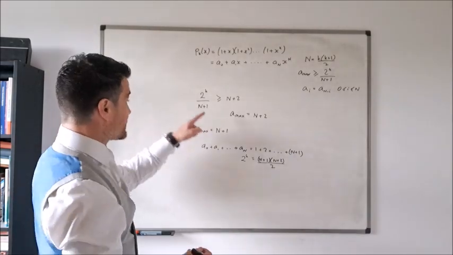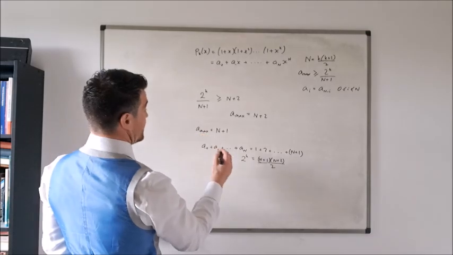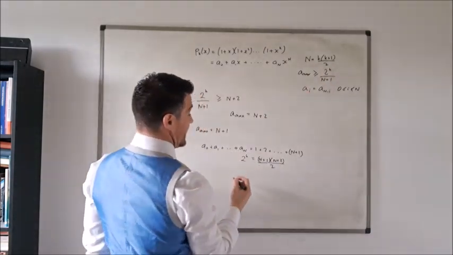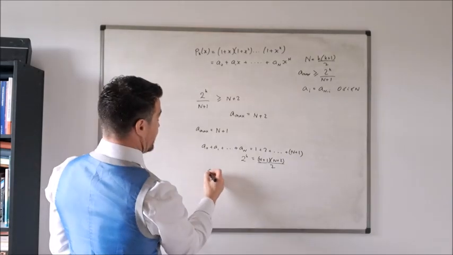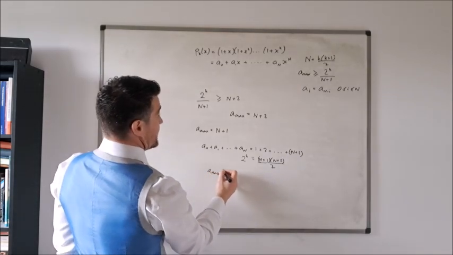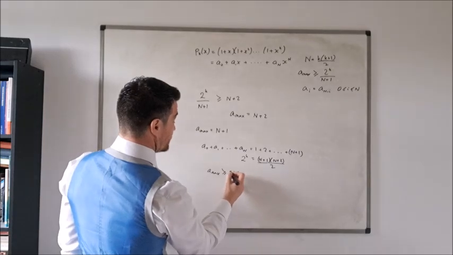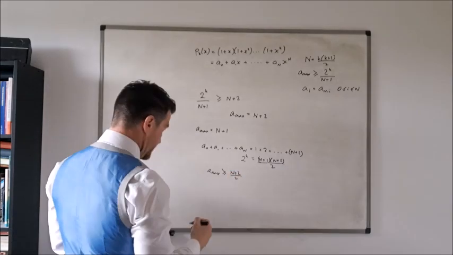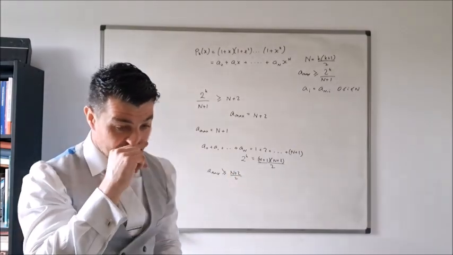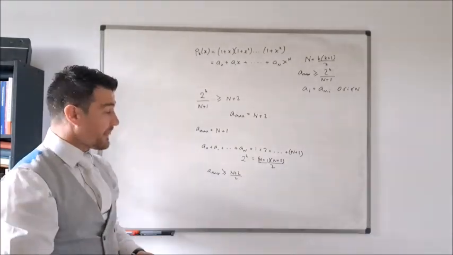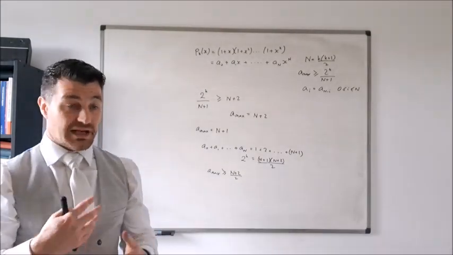So that means that I could substitute that into this inequality: 2 to the power of k replaced with (n+1)(n+2)/2. So I'd get A max is greater than or equal to (n+2)/2, which didn't really have the desired effect. Again, it was an idea that I had, and sometimes you've just got to plow through and see what happens.